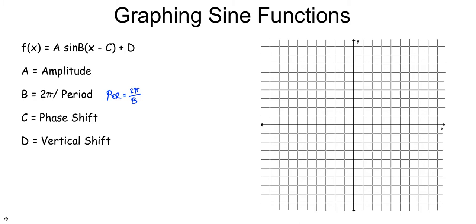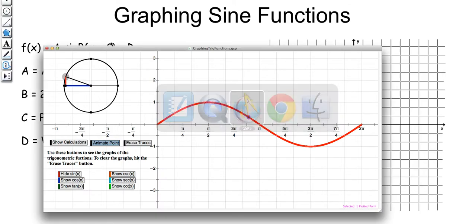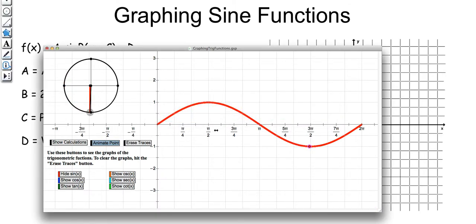It's going to move the graph up or down without changing its size or shape, just simply moving it up or down. D is always going to be where that midline is. So if we see in this function, the midline is actually the x-axis right here because D must have been 0.